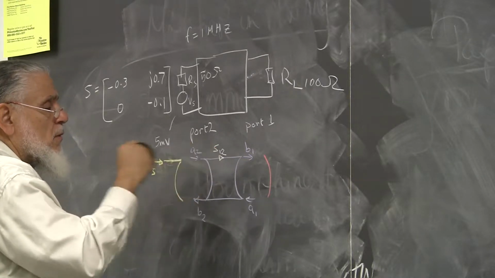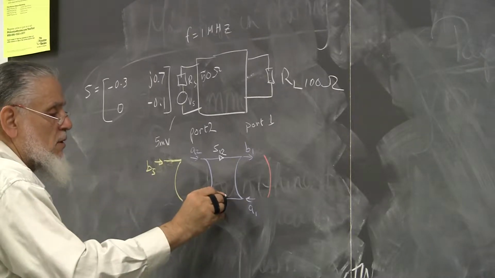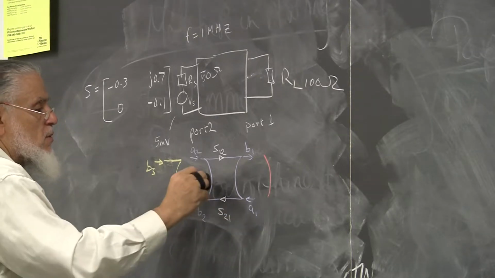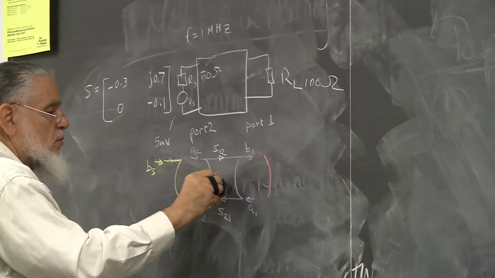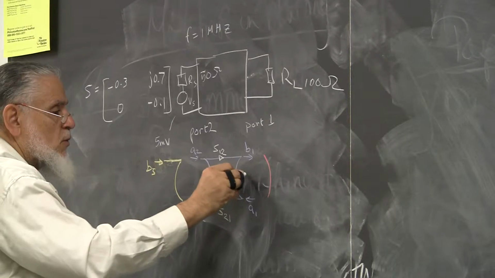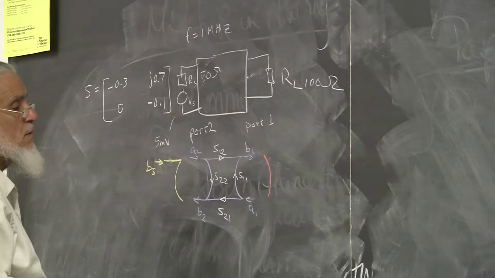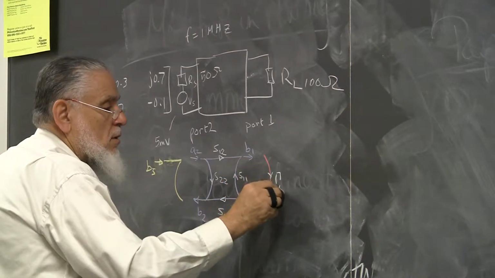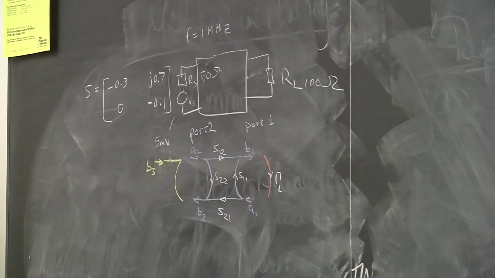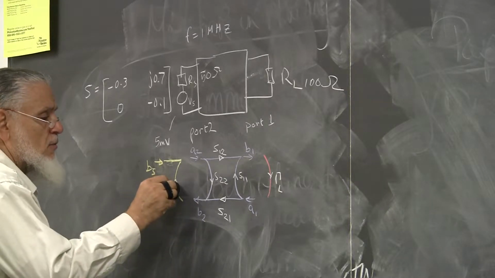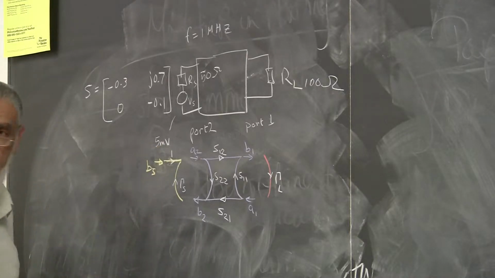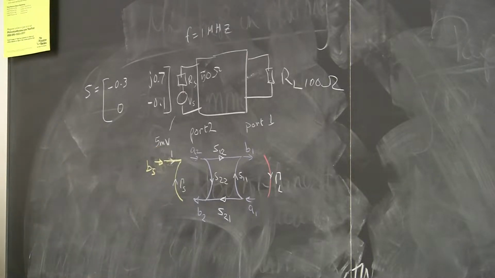So this one here is S12. This one here is S21. This one here is S22. This one here is S11 of the device. This one here is gamma of the load, which is S11 of the load. This one here is gamma of the source. And this one here is 1. There's no multiplier here. So the white are the multipliers.